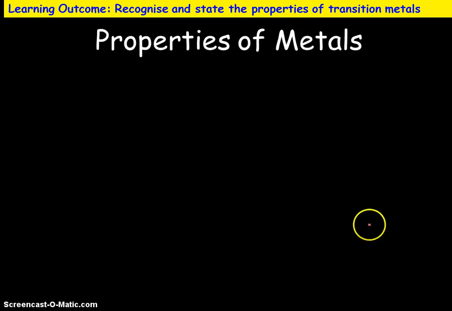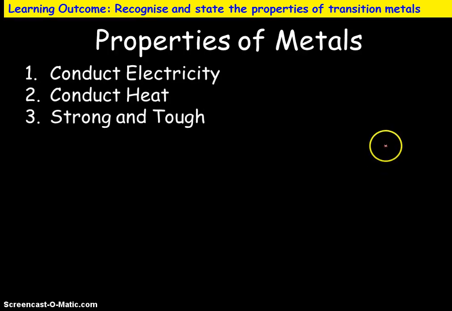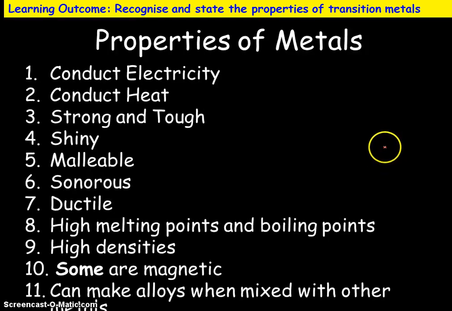So then we move on to the topic of metals, which we're going to start in this video. So you should know the properties of metals. They're fairly straightforward. They conduct electricity, they conduct heat, they're strong, they're tough, they're shiny, they're malleable, which means you can bash them into shape, they're sonorous, which means when you bash them they make a ringing sound. They're ductile, which means that you can pull them and draw them out into a thin wire.